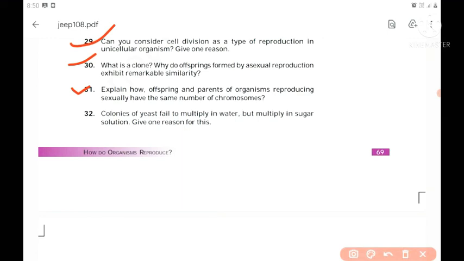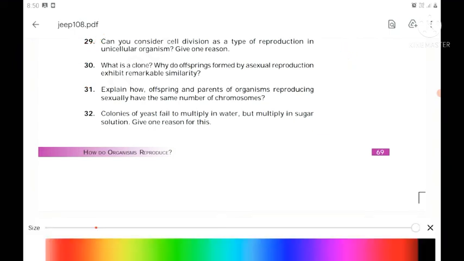Colonies of yeast fail to multiply in water but multiply in sugar solution. Give one reason for this. Okay, first of all, what is sugar? I'll change the color. Let's make it colorful. What is sugar?